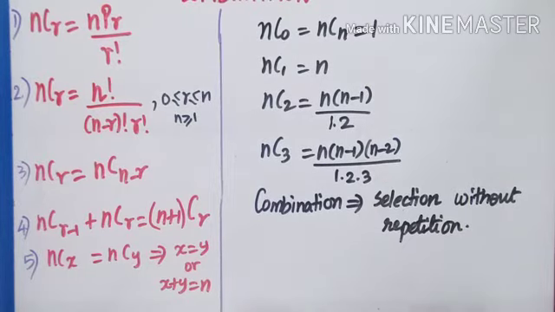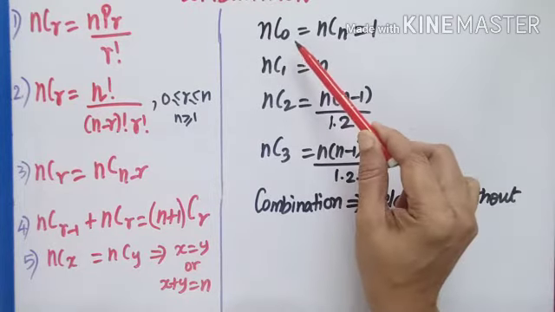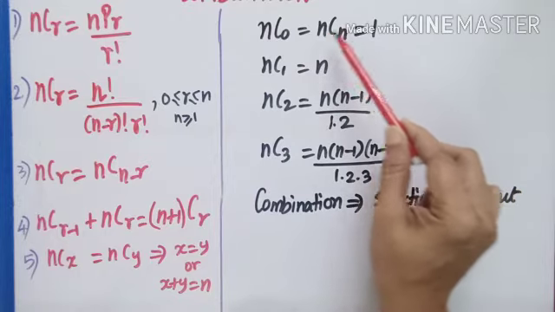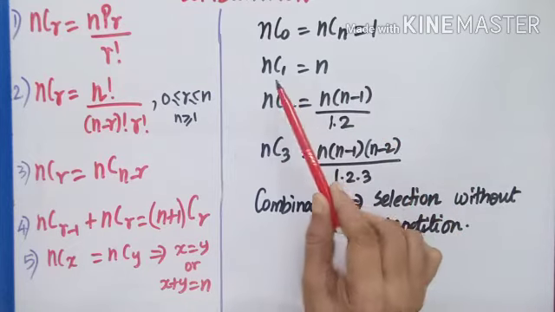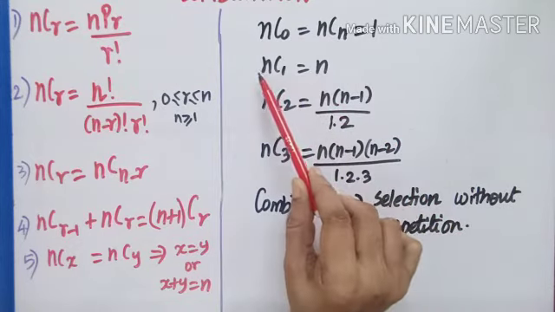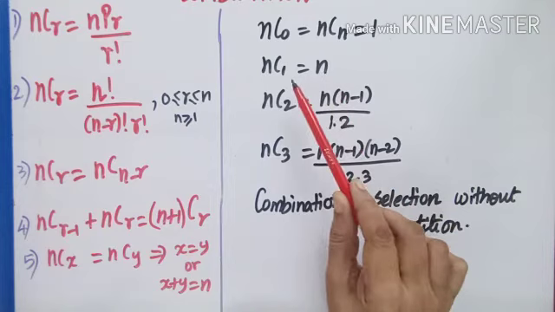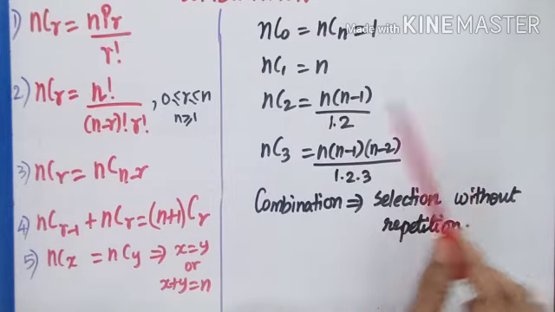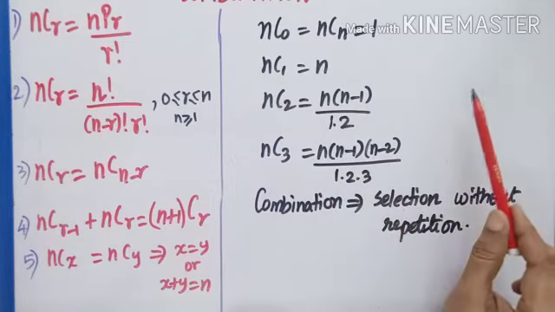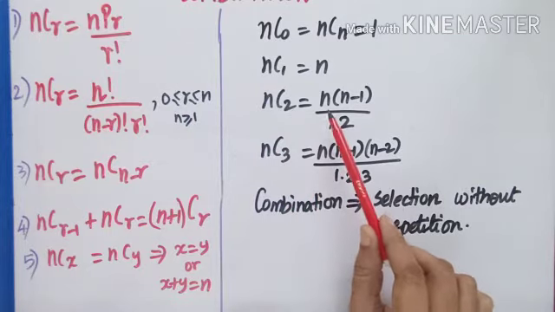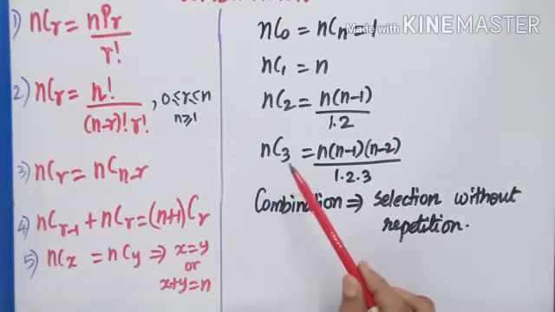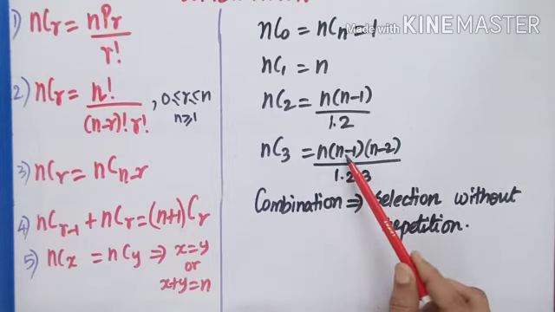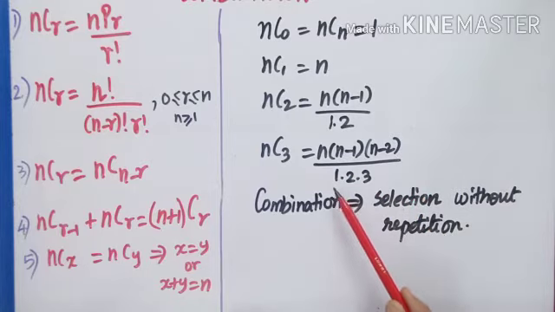A few values of combination: nC0, nCn. The same number or 0 comes, answer is 1. 1 comes, answer is n. So nC1 is n, that is 5C1 is 5, 4C1 is 4, 3C1 is 3, like that. When it is nC2, n into (n minus 1) by 1 into 2. When it is nC3, n into (n minus 1) into (n minus 2) by 1 into 2 into 3.